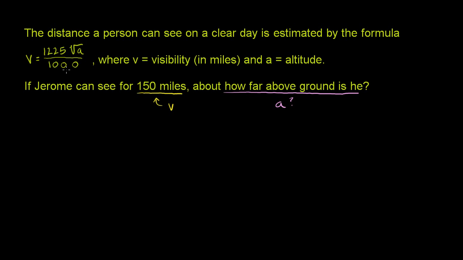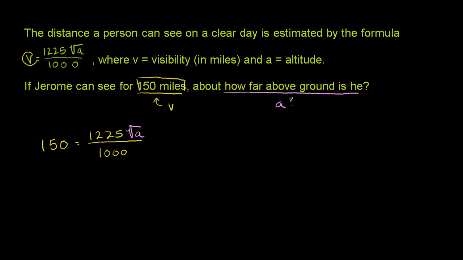So we can look at this formula for visibility as a function of altitude here. We know what the visibility is. It is 150 miles. V is 150 miles. So we can say that V, or 150 miles, is equal to 1,225 times the square root of A, where A is how far above the ground he is, all of that over 1,000.